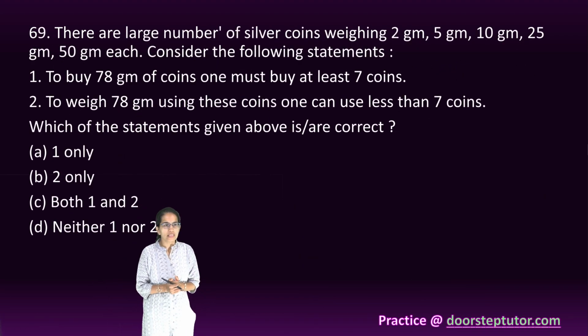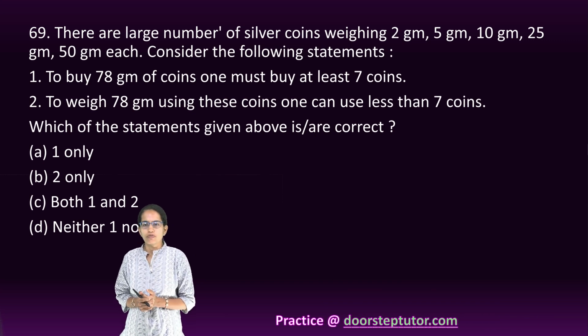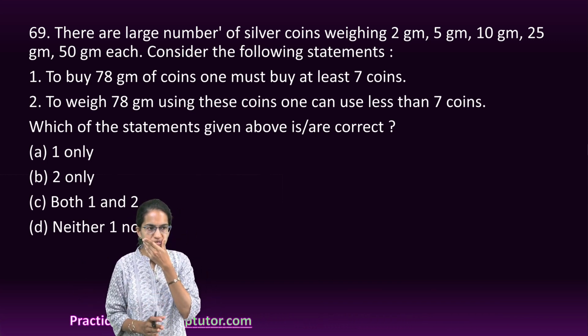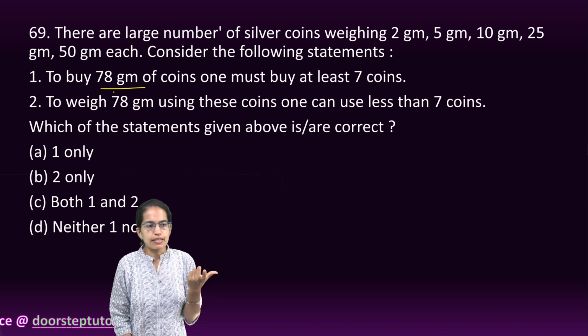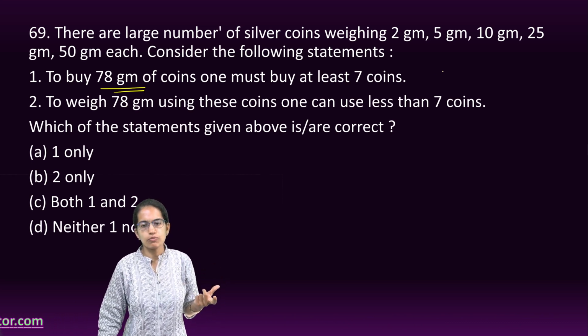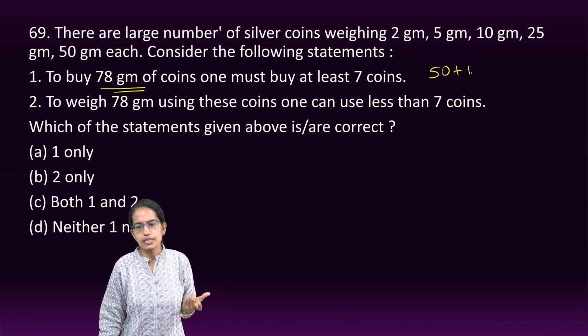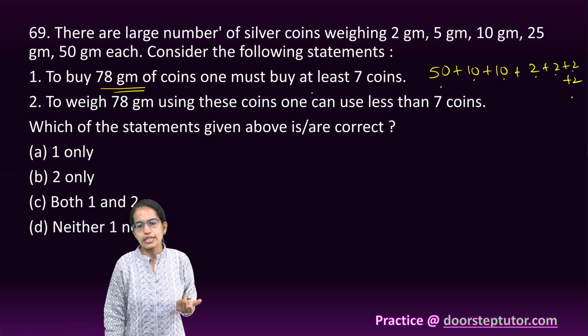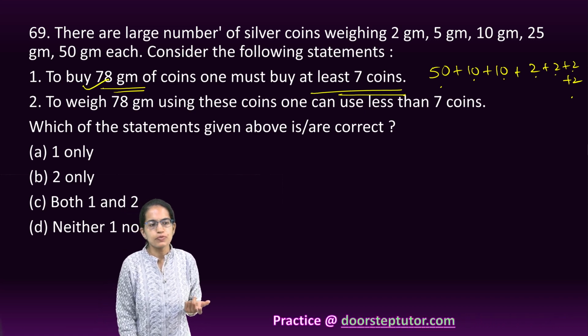The next question is, there are large number of silver coins weighing 2, 5, 10, 25 and 50. I have to buy 78 grams. So how much do I need? 50 plus 10 plus 10 plus 2 plus 2 plus 2 plus 2. So 1, 2, 3, 4, 5, 6, 7. So at least 7 coins are required to have 78 grams.